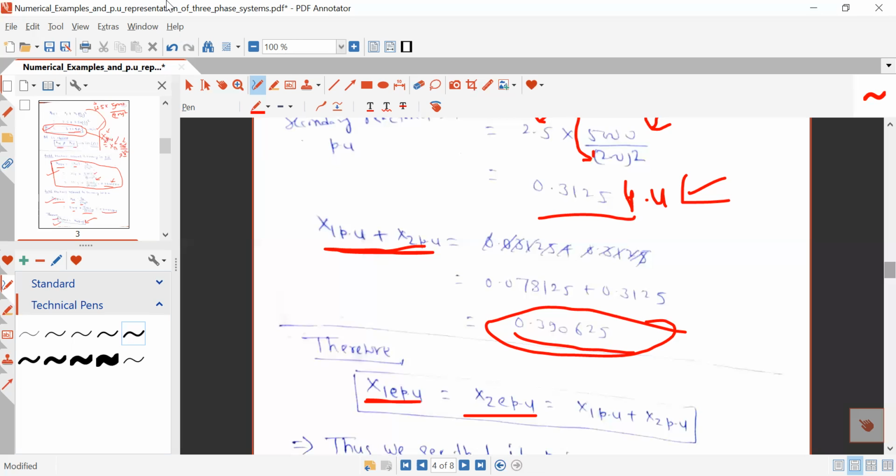In the next lecture, I will discuss some more numerical examples, and then I will discuss the advantages when you represent line and phase voltage of a star or delta connected winding in per unit system. I will cover those topics in the next lecture.